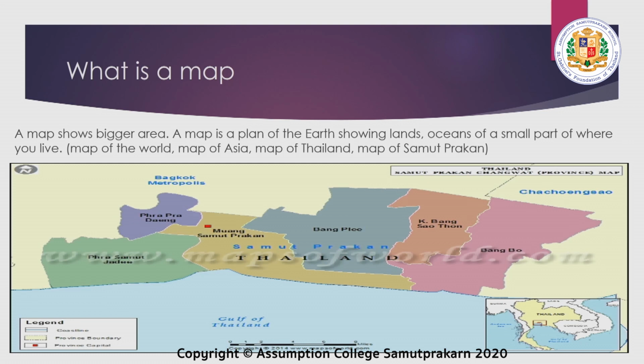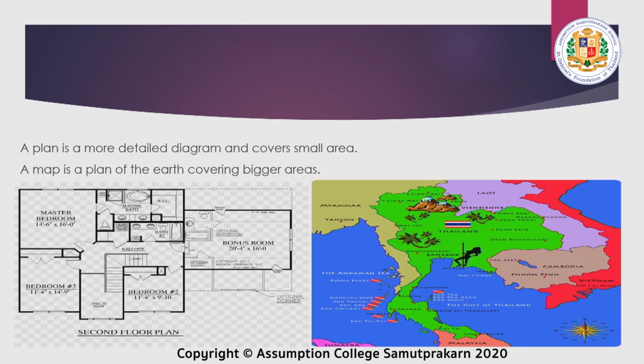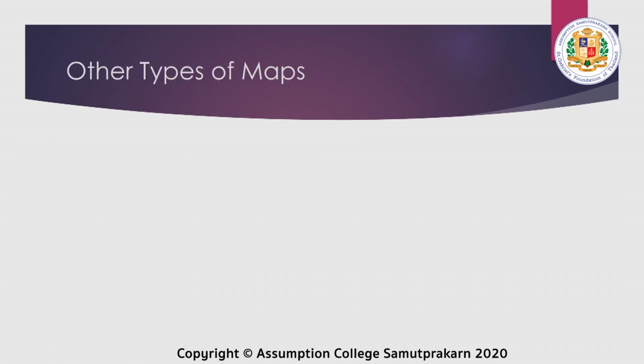See? Have you seen any windows, doors? You don't. Because, like I said, a map shows a bigger area. It covers a bigger area, whereas a plan is more detailed and covers a smaller area. That is the difference between a plan and a map. Now, there are other types of maps that we're going to study today.